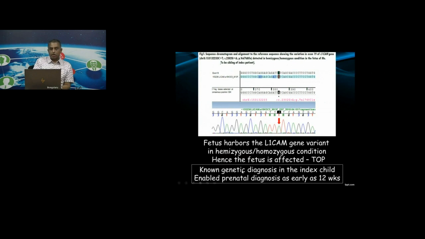So here, a known genetic diagnosis in the index child enabled prenatal diagnosis as early as 12 weeks, and that is the importance of workup prenatally. Because there is a certain amount of recurrence chance if it's a recessive disorder, you can always offer a prenatal diagnosis well in advance, instead of waiting until the sulcation and gyration come, which will take about 26 to 28 weeks.